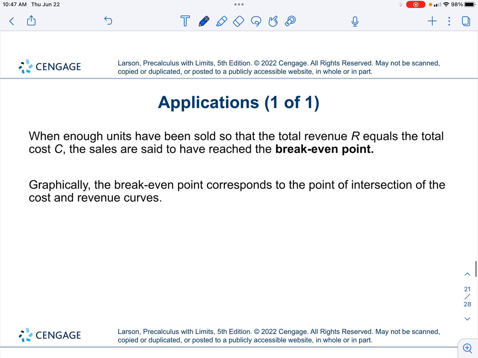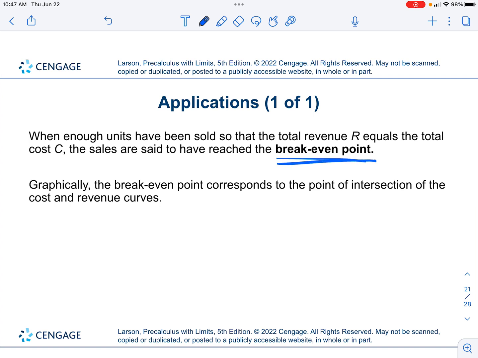One of the applications that will recur in this course over and over is break-even point. And so we'll talk about that right away here. It says when enough units have been sold so that the total revenue equals the total cost C, the sales are said to have reached the break-even point.